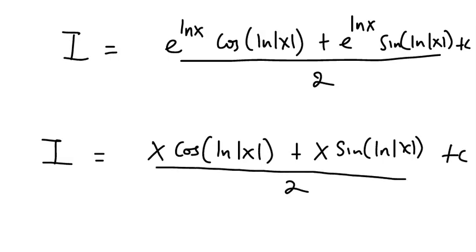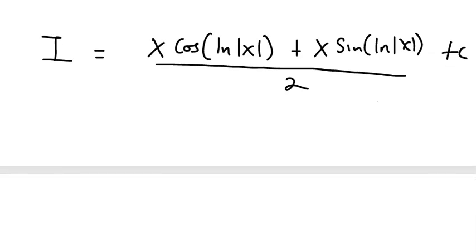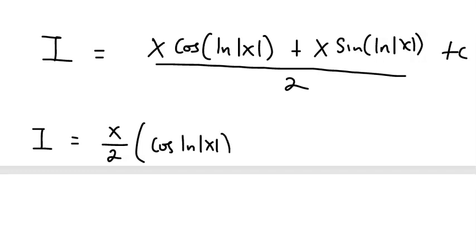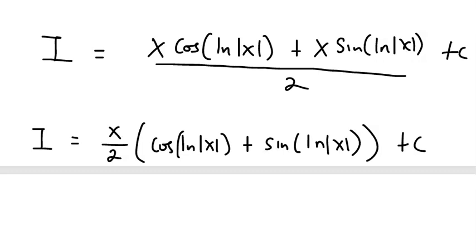For the sake of convenience, we can write this as x over 2, then cosine of ln of x plus sine of ln of x, and then plus c. So this is our solution.